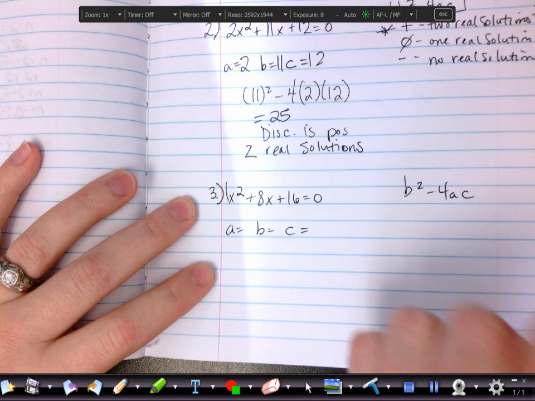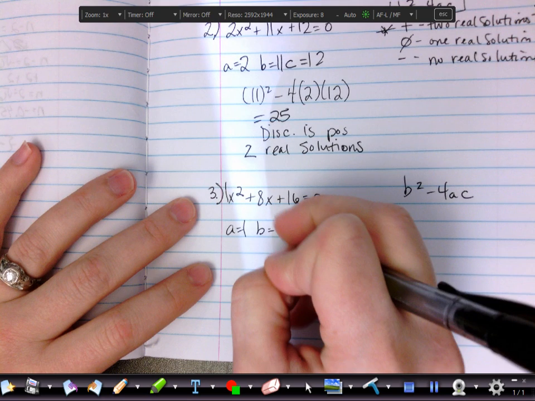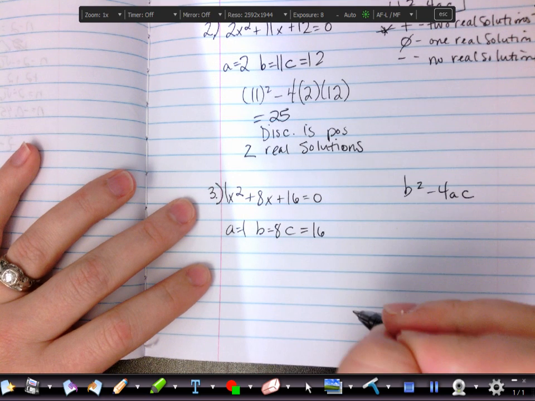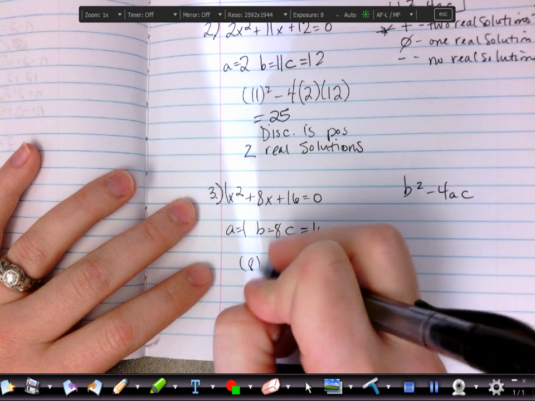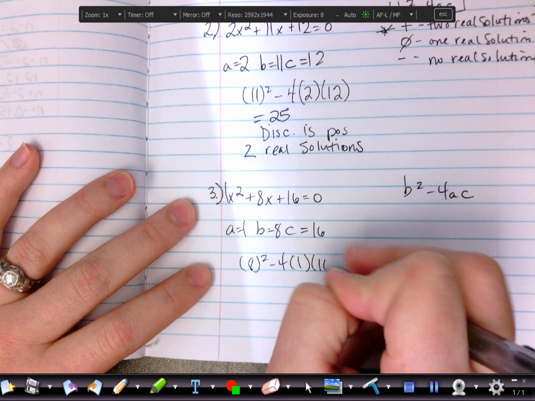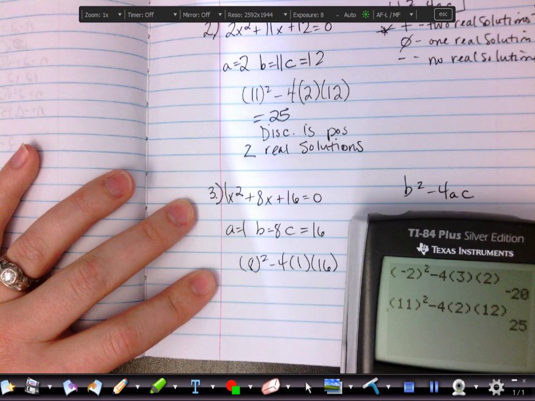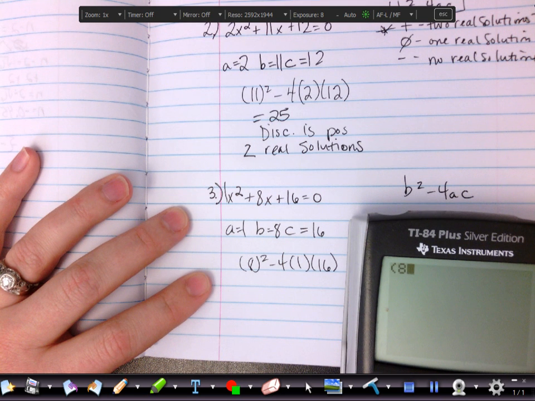There's an understood 1 in front of my x squared if there's nothing else there, making a 1. B is 8. C is 16. I'm going to plug this into my formula here. 8 squared minus 4ac. And again, just like I have the other times before, I'm going to type this into my calculator. 8 squared minus 4ac.